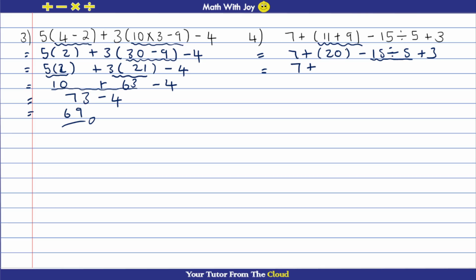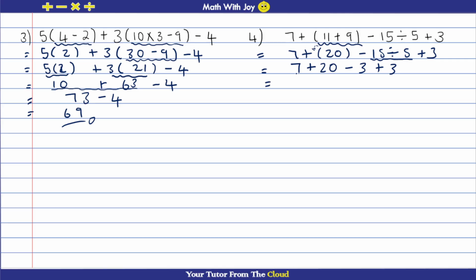Now these brackets mean nothing because the number next to the bracket, there's no number there, there's actually a plus. So if there's no number and there's a plus, you just get rid of the brackets and then you write 20, well, the number inside it. So I have 15 minus 15 divided by 5 is going to give us 3 plus 3.